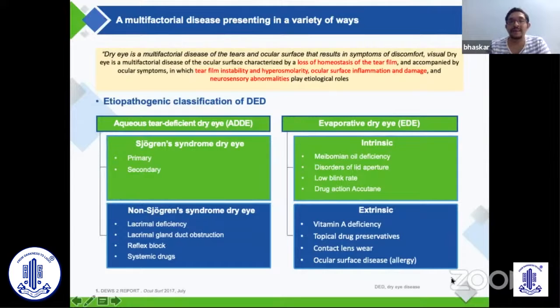And when you look at classifying dry eye, you would broadly categorize them into an aqueous deficient dry eye or an evaporative dry eye. The aqueous deficiency is further subcategorized as either Sjogren's or non-Sjogren's dry eye, and MGD is categorized as being caused either because of an intrinsic pathology or an extrinsic cause.